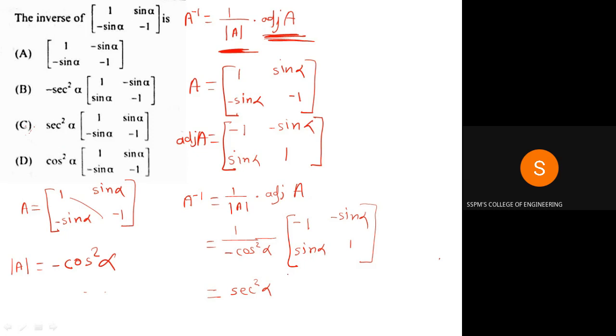And if you multiply this minus inside the matrix, then this minus 1 becomes 1, minus sine alpha becomes sine alpha, sine alpha becomes minus sine alpha, and 1 becomes minus 1. This happens because we multiplied it by this minus sign. So all the signs inside the matrix get changed. So this is the correct option. Where do you see this option? In option number C. So C is the correct option.